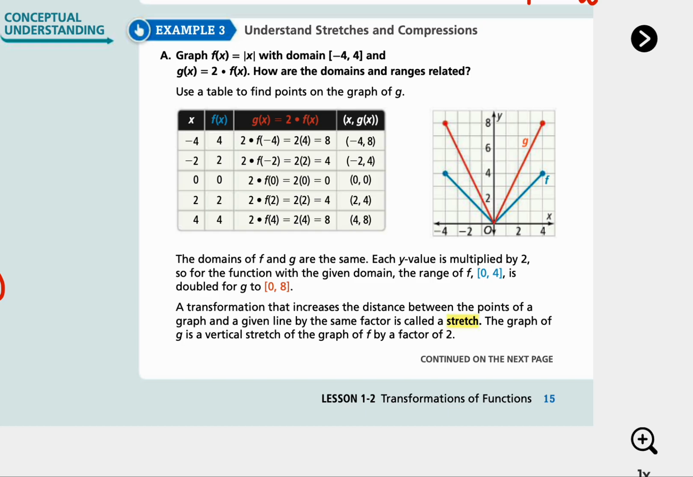Okay, let's continue. Example 3 is understand stretches and compressions. Part A, graph f of x equals absolute value x with domain -4 to positive 4. And g of x is equal to 2 times f of x. How are the domains and ranges related?